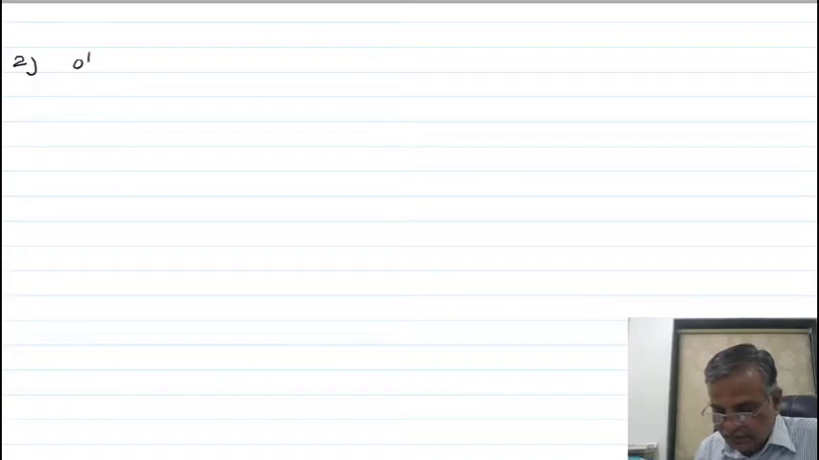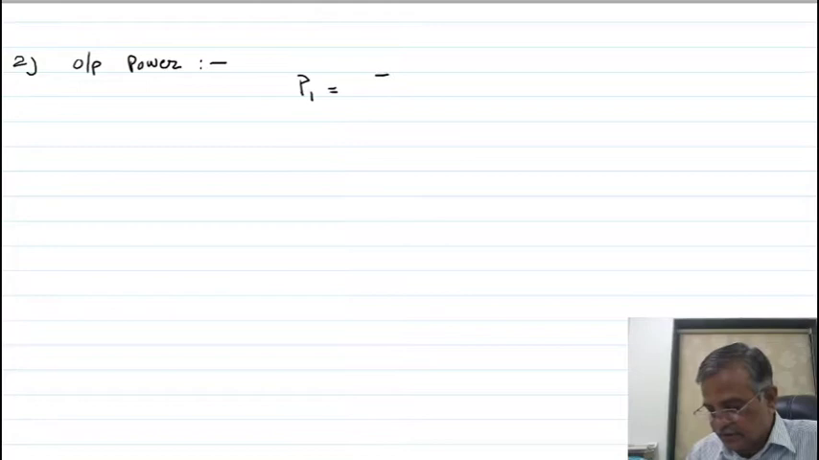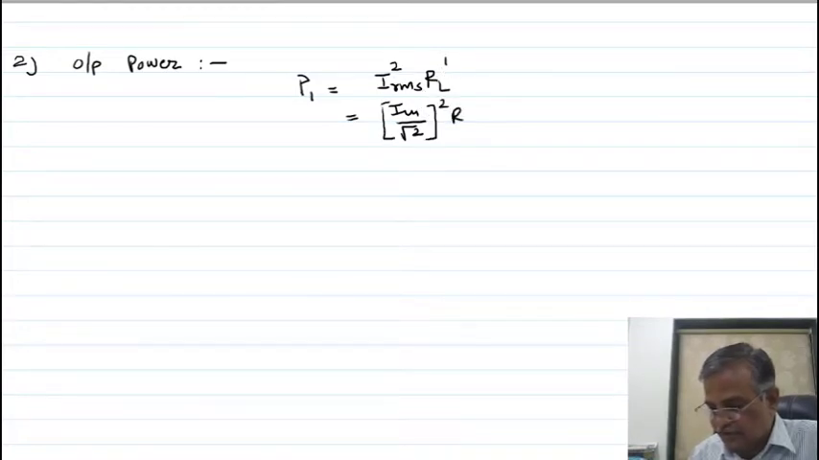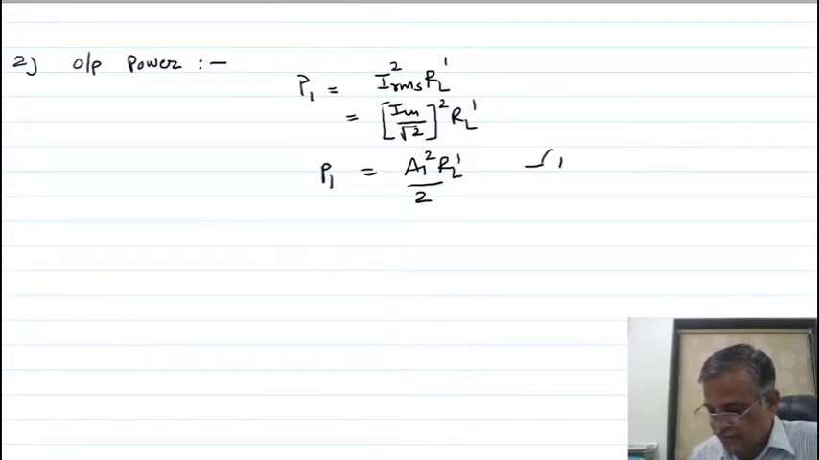Topic name is output power. To calculate the output power at the fundamental frequency, we can use this equation. And you know that IRMS is nothing but Im by root 2. It means I square R, you know this equation. So for Im I am writing A1, so A1 square RL dash by 2. You can use this equation. This is equation number 1.